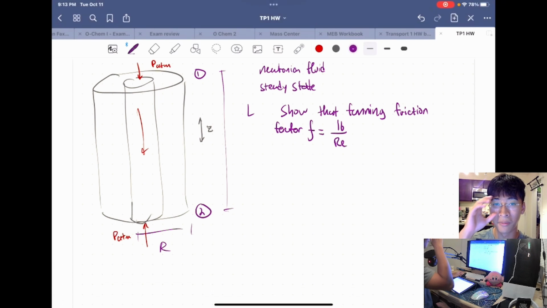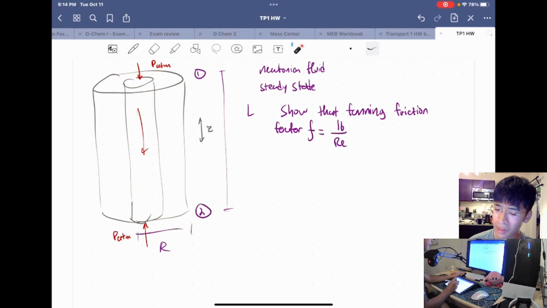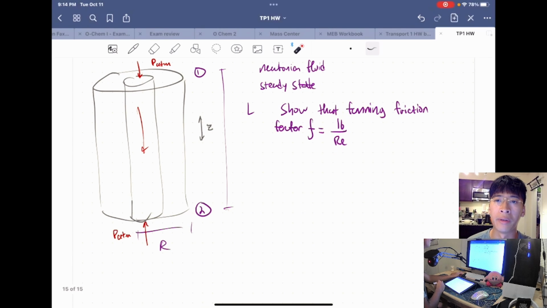Alright, so welcome back to the final video for this series in Homework 2 for Transport Phenomena 1, where today we're tackling the problem of, well, we have to show that the Fanning friction factor, lowercase f, is equal to 16 over the Reynolds number. Okay, and remember, Reynolds number is a dimensionless unit, so by extension, the Fanning friction factor is also a dimensionless unit. Okay, and the way we're going to prove this is we're investigating a pipe.